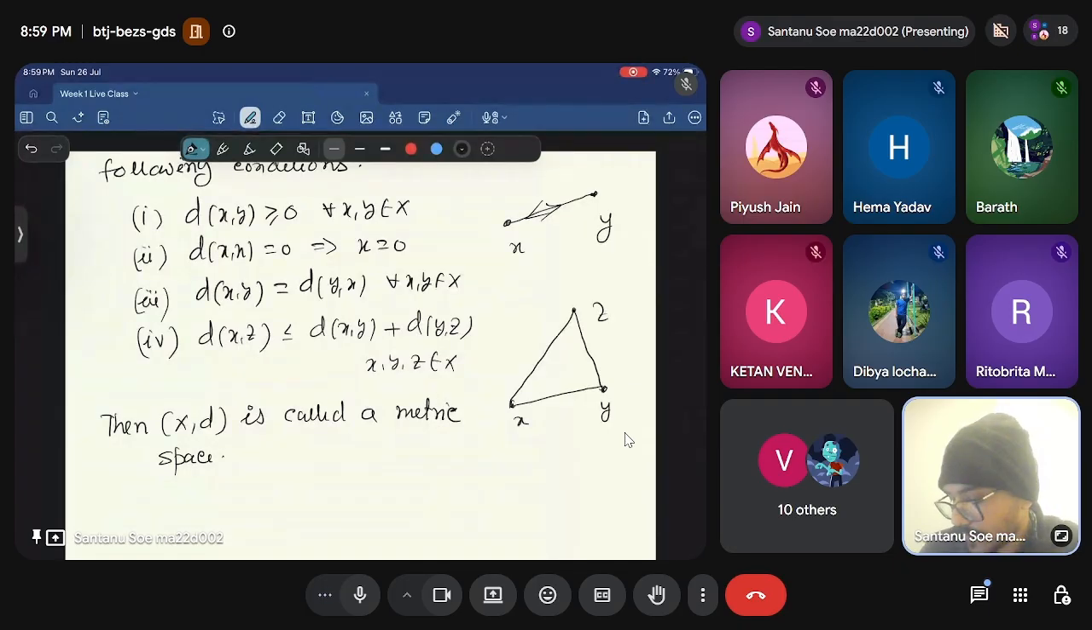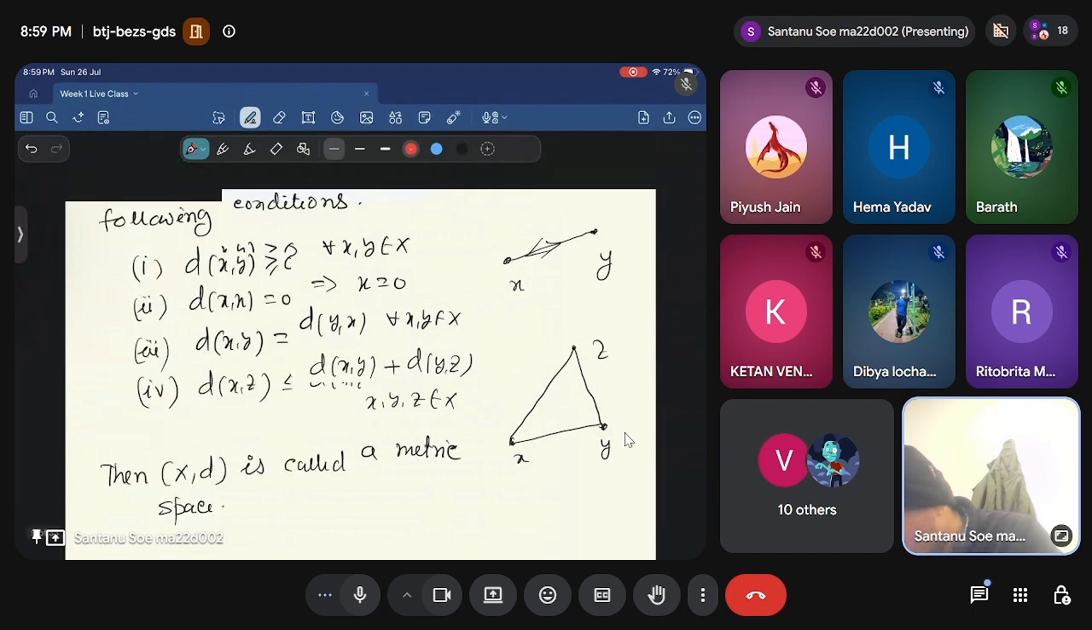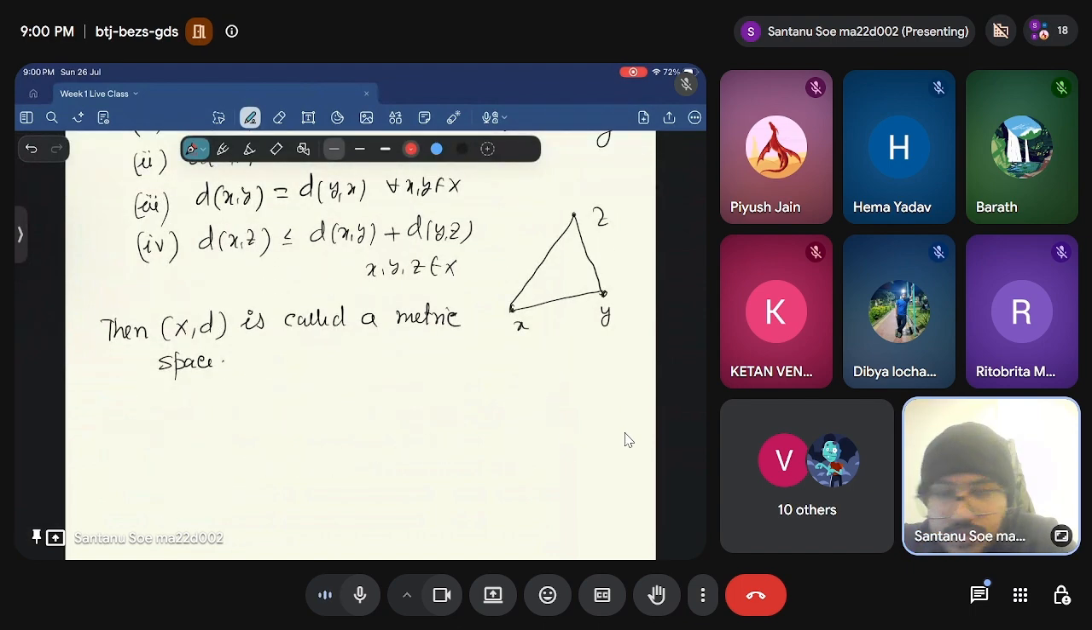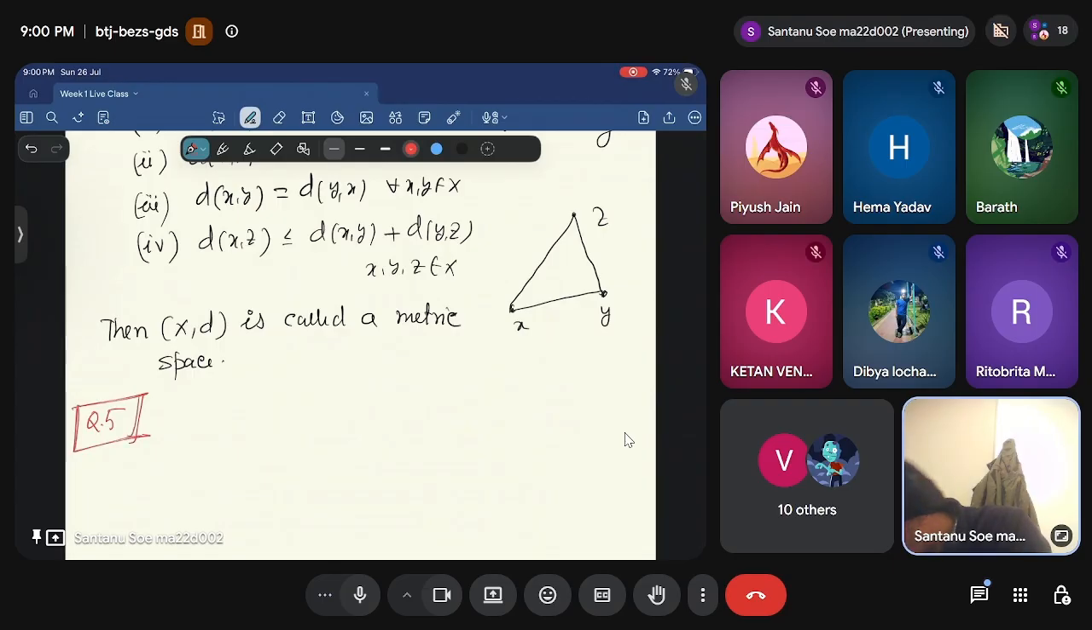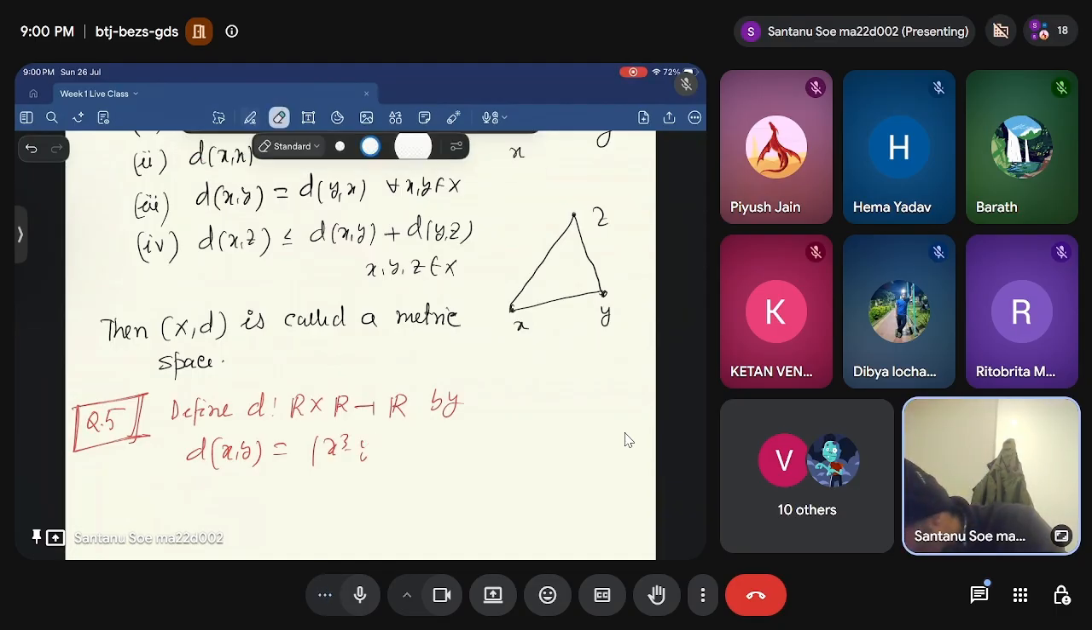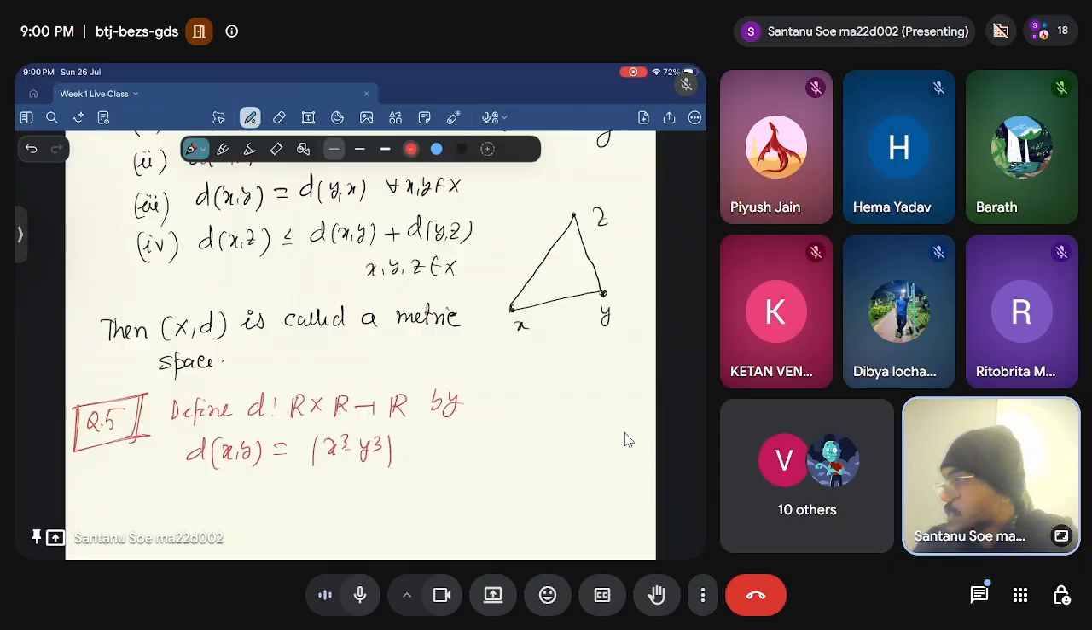Okay, so now I'll be solving a question from metric space. This is question number 5. Define d from R cross R to R by d of x,y equals modulus of x cube minus y cube. Then which of the following is true?